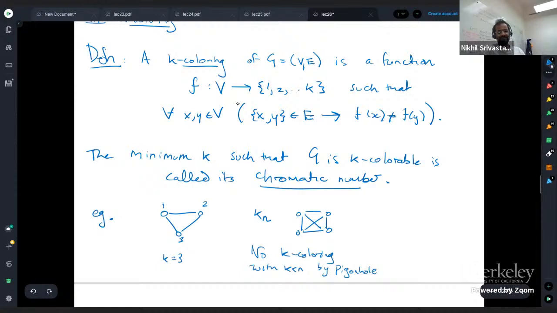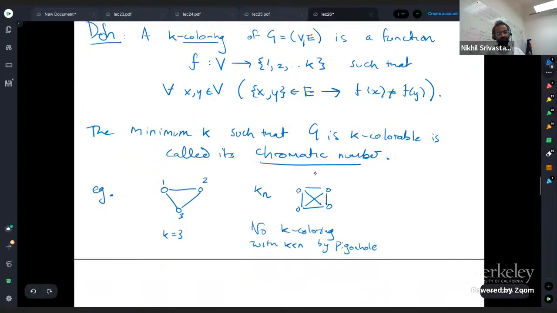What that means is that if you had less than n colors, then there would be 2 vertices that got the same color. But then they'd be connected by an edge because all pairs are connected by edges. So that wouldn't be a coloring.